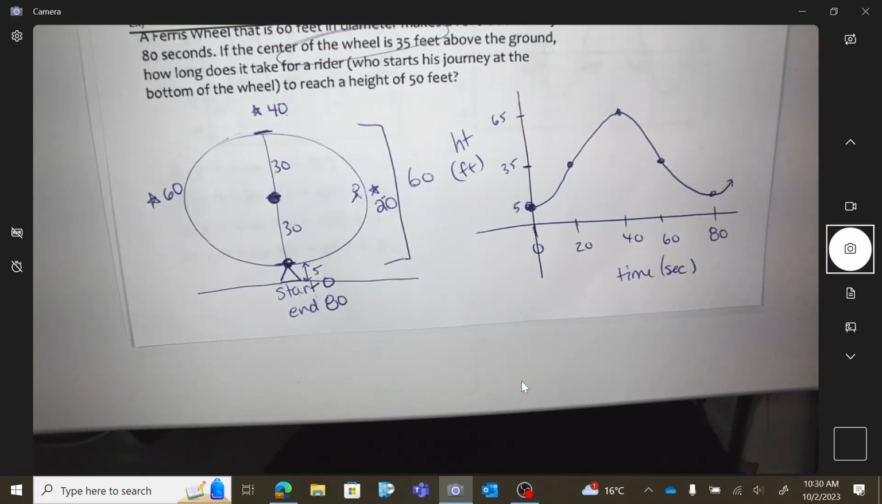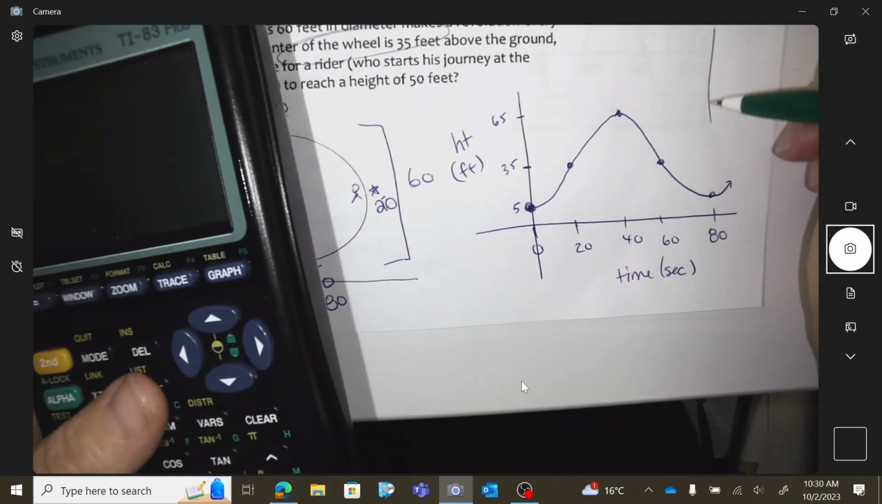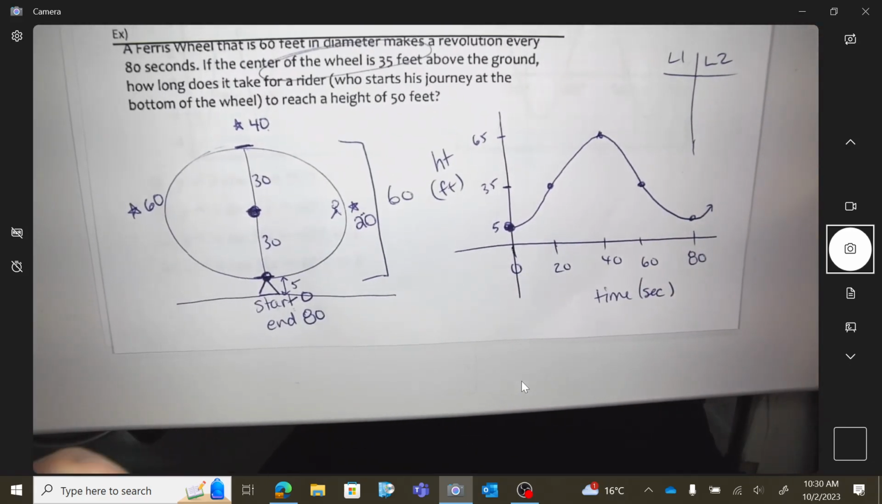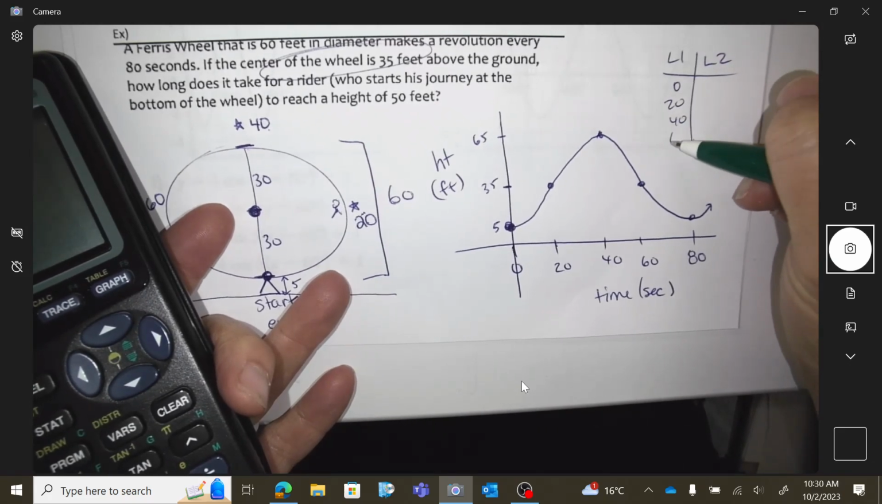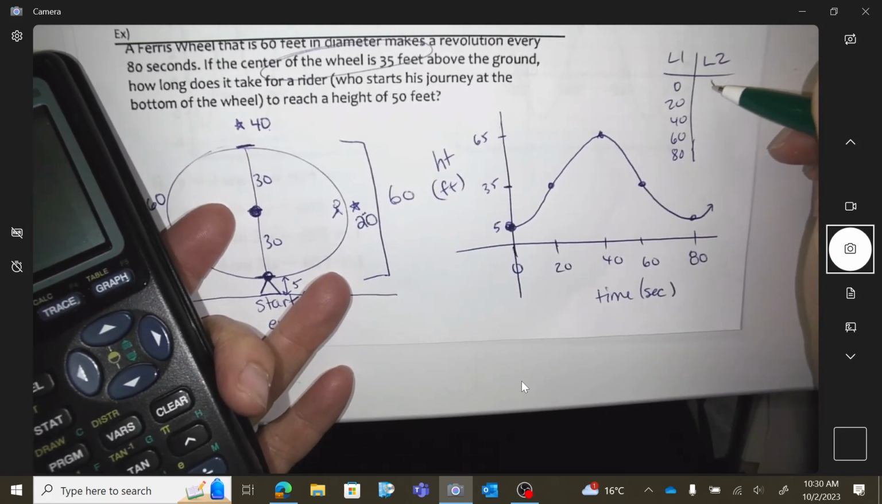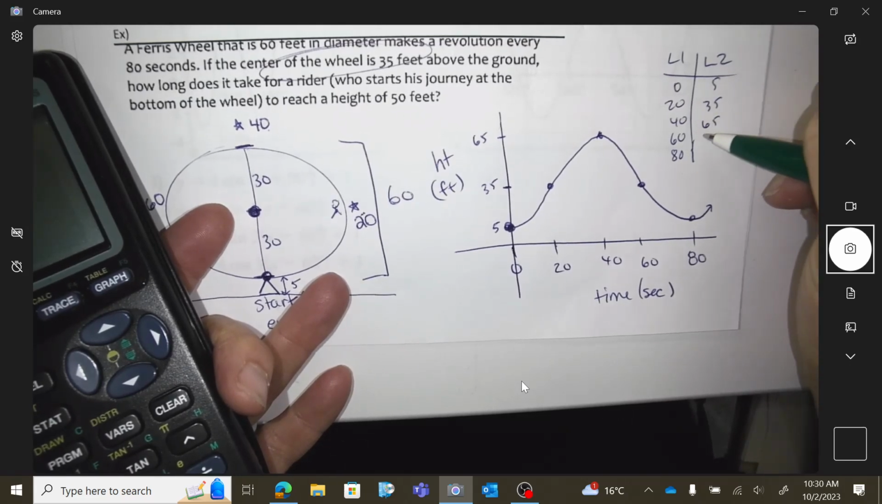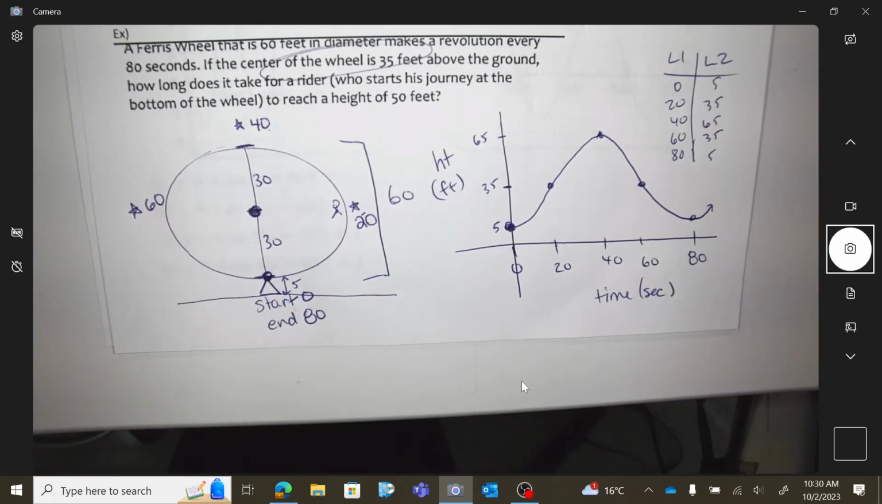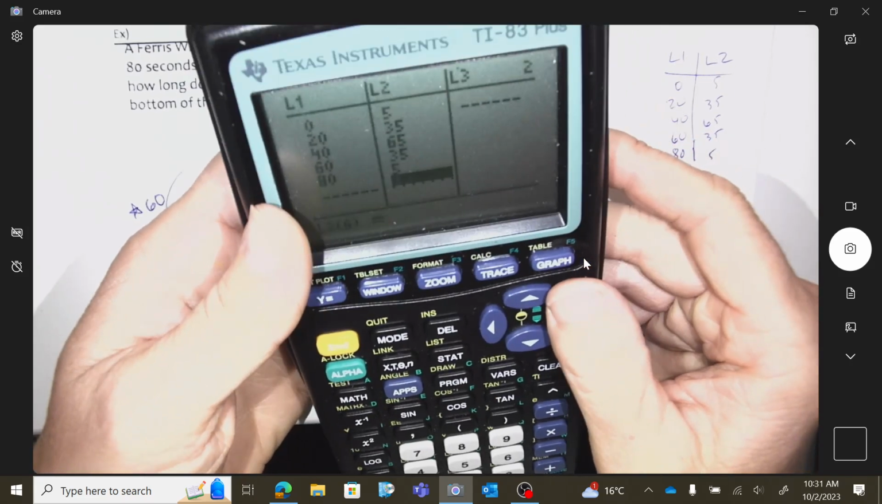Okay, you ready? We are going to grab our calculators. Okay, we're going to plot L1, L2. Do you understand your coordinates? So in L1, you'd be 0, 20, 40, 60, 80, and L2: 5, 35, 65, 35, 5. You see how they'd match your coordinates? Okay, so L1, L2, that's good.